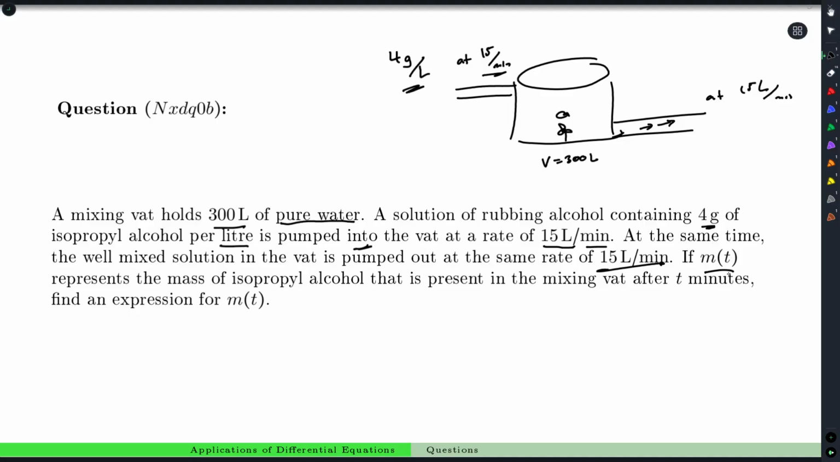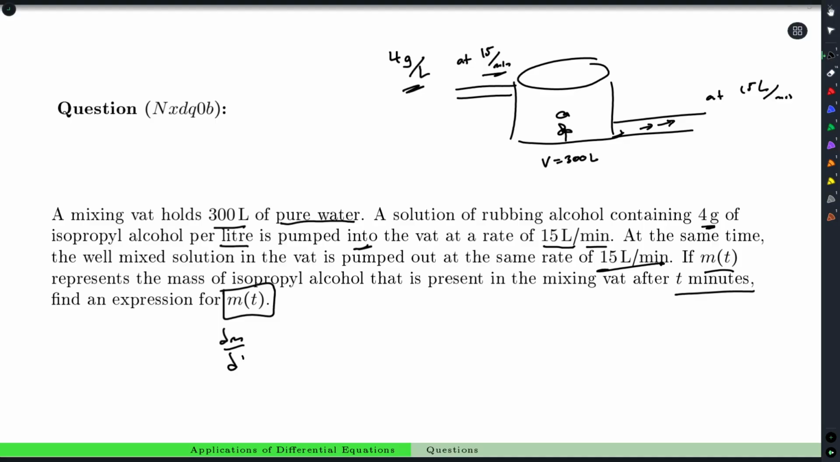Okay, if M of T represents the mass of isopropyl alcohol, how much there actually is, not the concentration or anything like that, that is present in the mixing vat after T minutes, find an expression for M of T. Okay, so as is pretty common for mixing vat questions, we're going to set up a differential equation with this given information and solve for M of T. I'll move over to a fresh sheet of paper in a moment. Let's just talk through it for a moment.